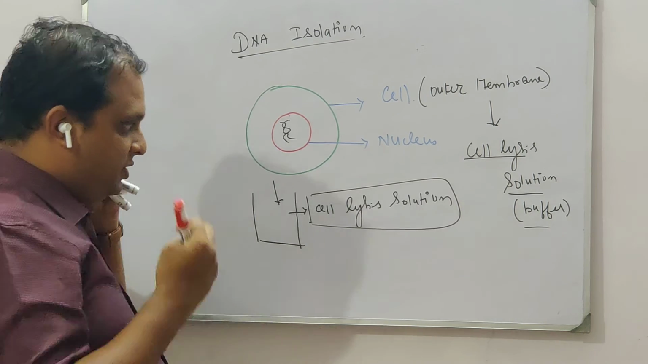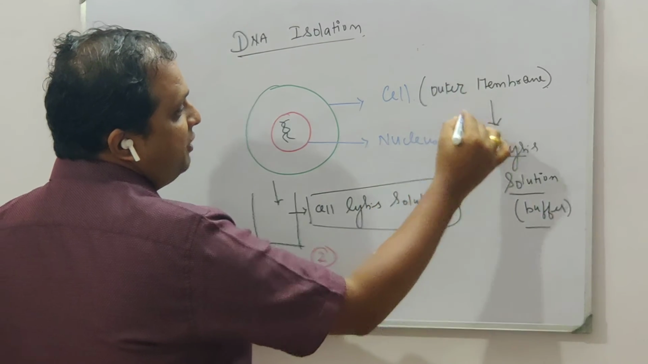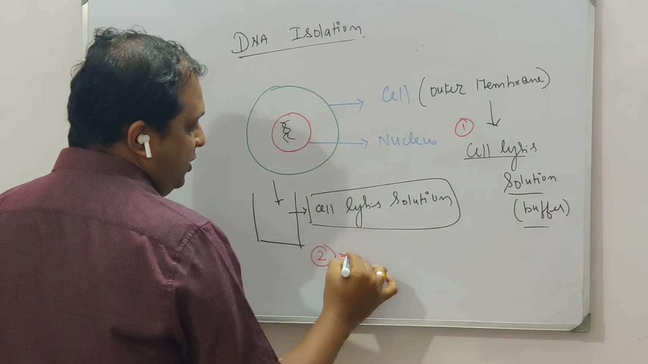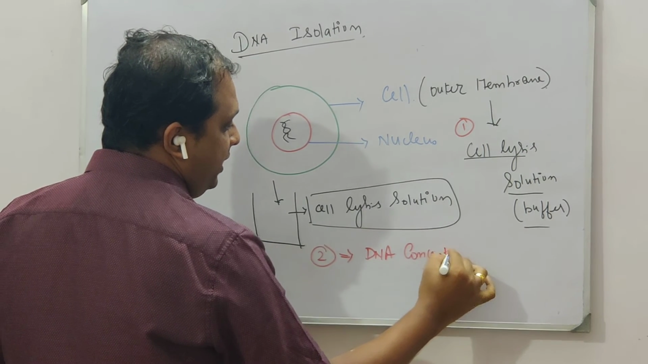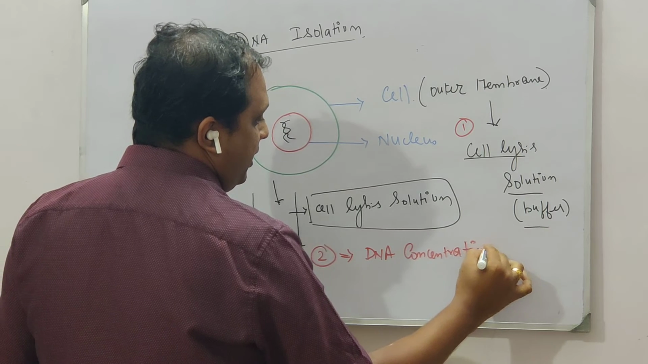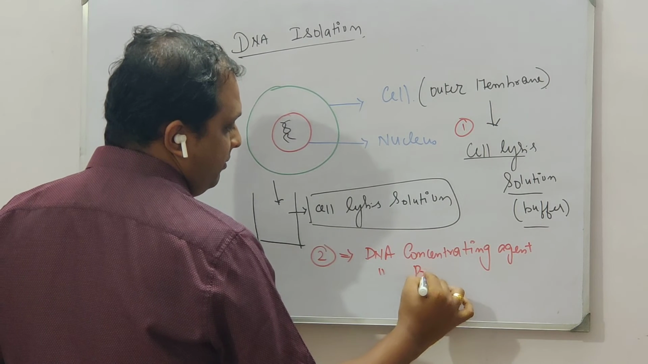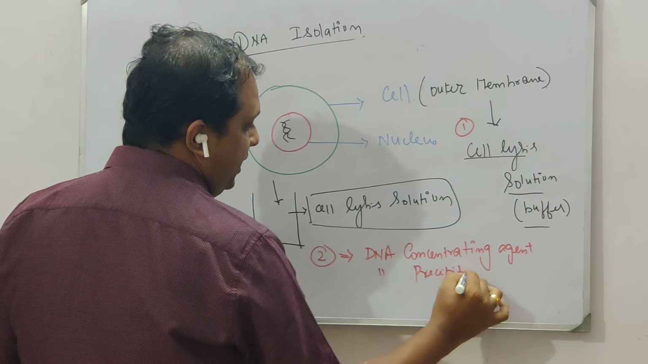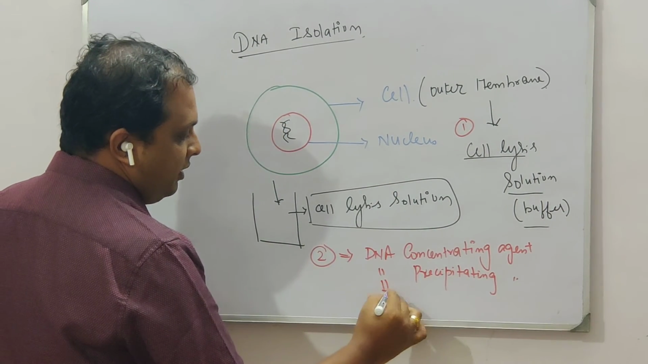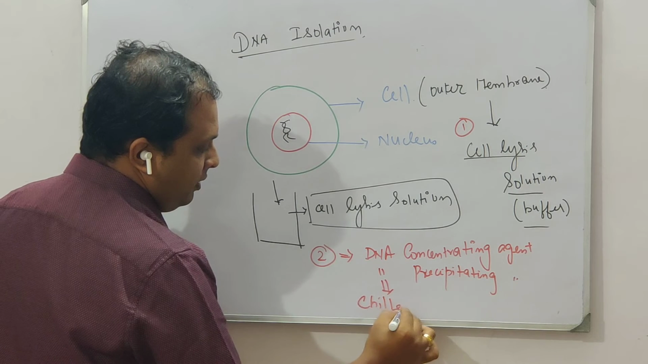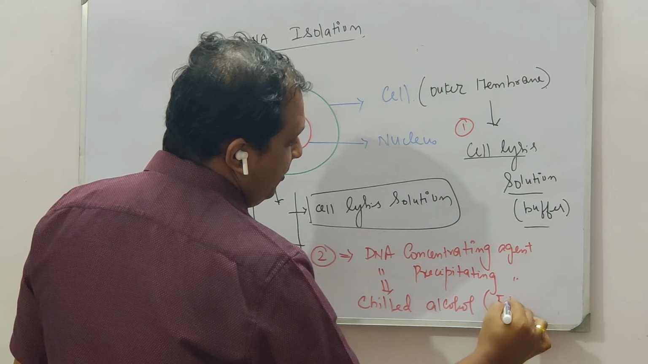So this is going to be the first step, cell lysis. The second step is we are going to add a DNA concentrating agent, or you can also call it a DNA precipitating agent, which is generally chilled alcohol, preferably ethanol.